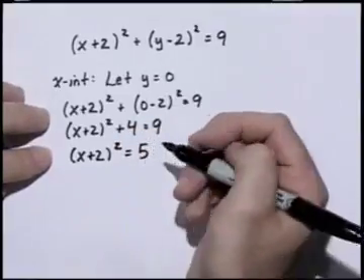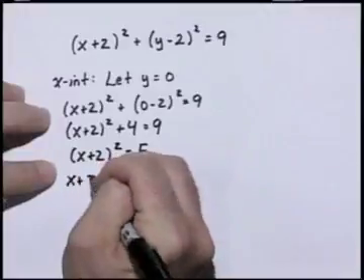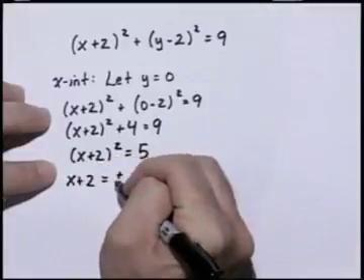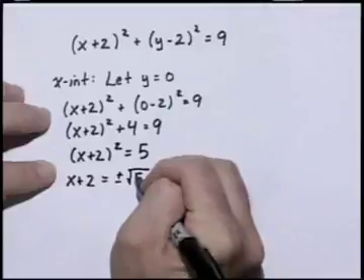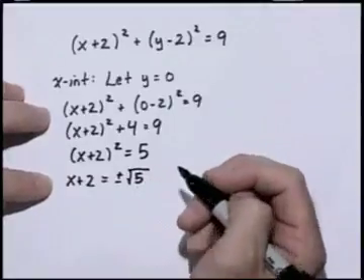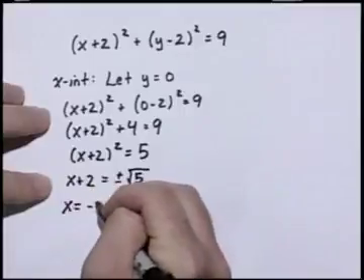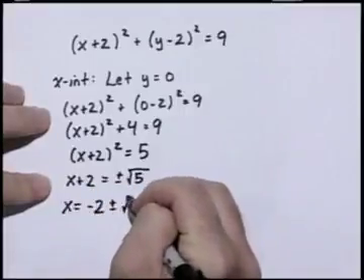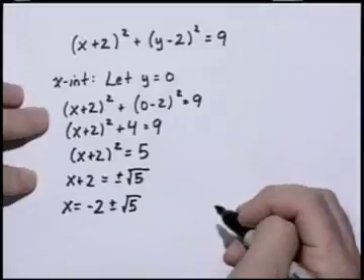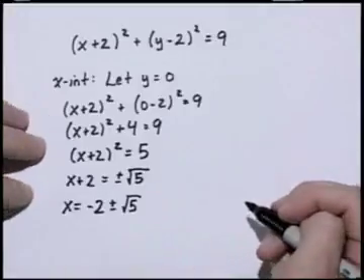Take the square root of both sides of the equation, you get x plus 2 equals plus or minus the square root of 5. Finally, subtract 2 from both sides of the equation. You get that your x-intercepts are negative 2 plus or minus the square root of 5.